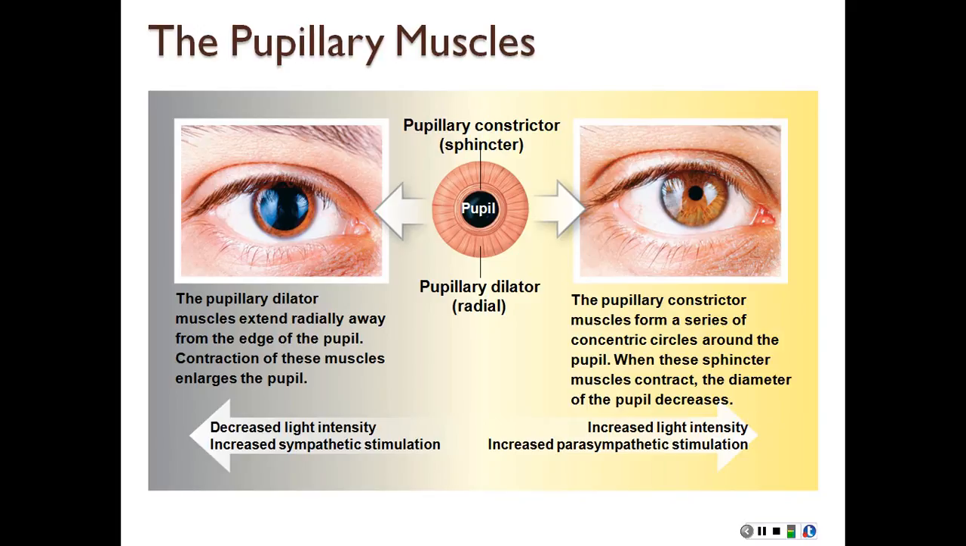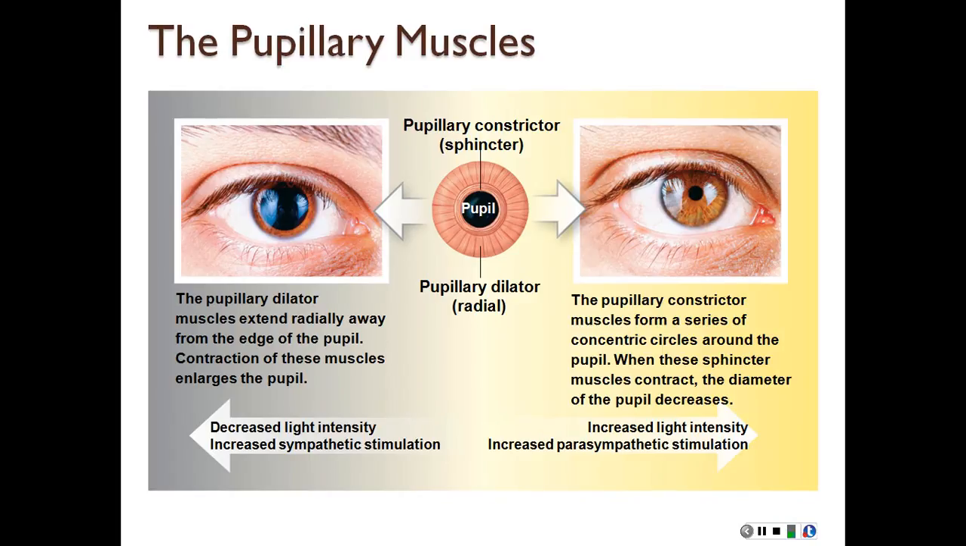On the test I may ask you which division stimulates the radial muscles of the iris and which one is stimulated by the parasympathetic division. It tells you underneath which one does what. You all already know the sympathetic division dilates and the parasympathetic division constricts. That's not the only thing that controls the pupils.